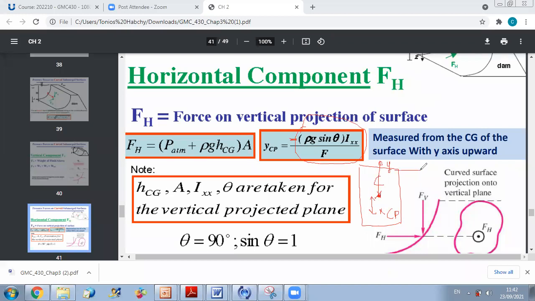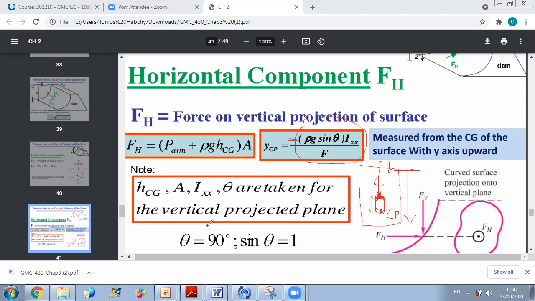Instead of referring to the position of the center of pressure from here, now I am referring from the centroid of the area, and instead of taking Y downward, I'm taking it upward. This is why you have a minus times this distance here. And this distance is exactly the one we obtained in the previous demonstration. So YCP can be calculated from the centroid of area as rho G sine theta times Ix over F. This is the result we proved last time, okay?